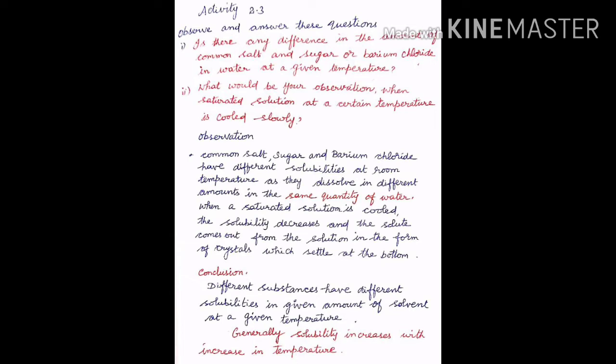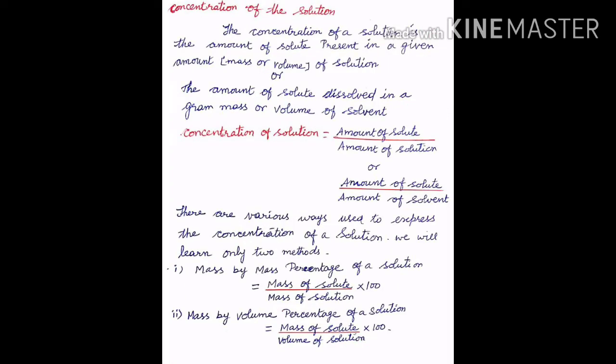From the above activity, we come to the conclusion that different substances have different solubilities in a given amount of solvent at a given temperature. Generally, solubility increases with increase in temperature. Already we have learned that concentration of a solution is the amount of solute present in a given amount of solution, or otherwise the amount of solute dissolved in a gram mass or volume of solvent. So we can write: concentration of the solution is equal to amount of solute by amount of solution, or amount of solute by amount of solvent.